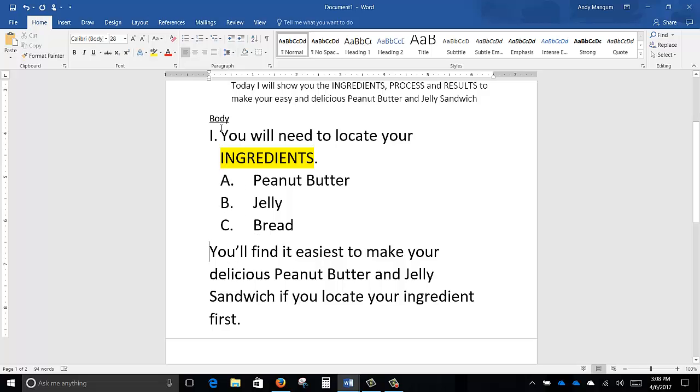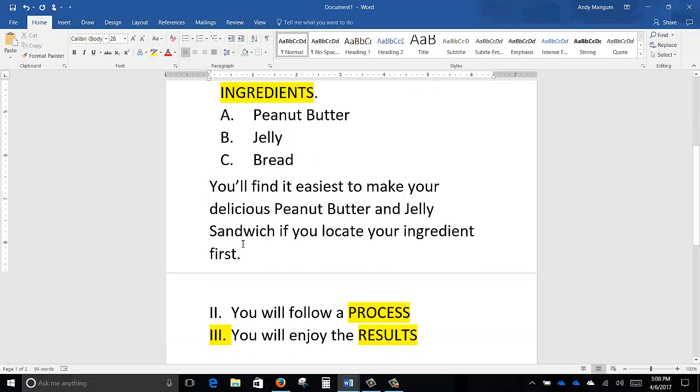So again, my body main points have a signpost. Every time I see a Roman numeral, I signpost. The statement, that's the sentence that is the claim of the main point, the support, and then the summary statement. You would do this for the other main points. I'm not going to do that.